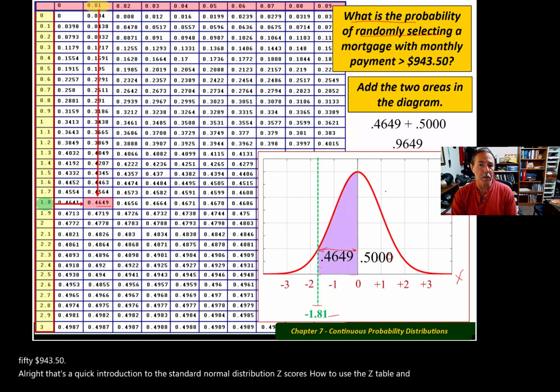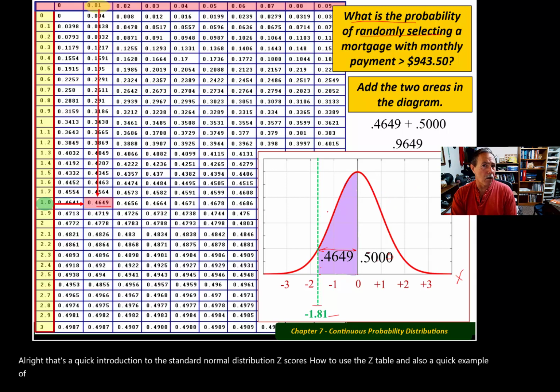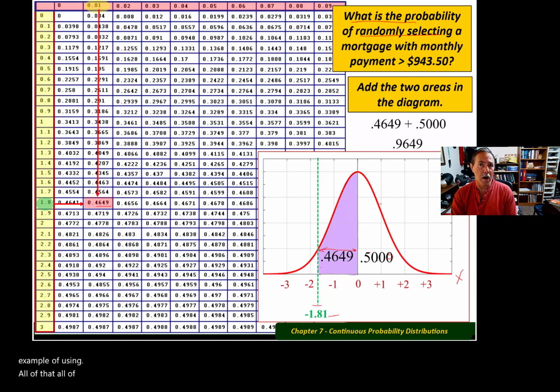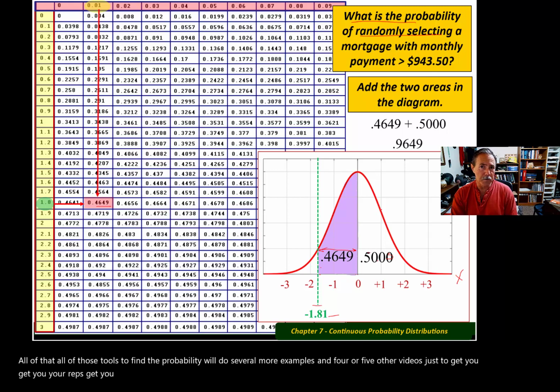All right, that's a quick introduction to the standard normal distribution, z-scores, how to use the z-table, and also a quick example of using all of those tools to find a probability. We'll do several more examples in 4 or 5 other videos just to get you your reps, get you comfortable with using this procedure.